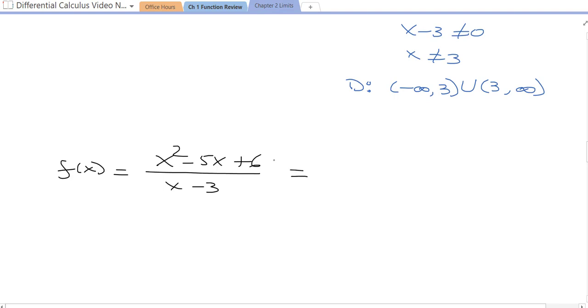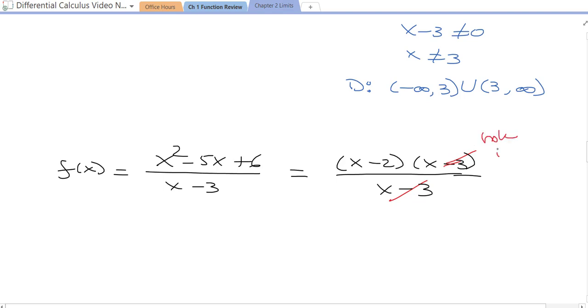Let's explore. Notice that the numerator is quadratic, so let's factor it out. So this factors into x minus 2 times x minus 3, right? Two numbers that multiply to positive 6 and add up to negative 5: negative 2 and negative 3. And so that means that I can cancel this out. From our previous sections, we know that whenever this happens, this creates a hole in the graph. So x equals 3 is not actually an asymptote. It is a hole in the graph.